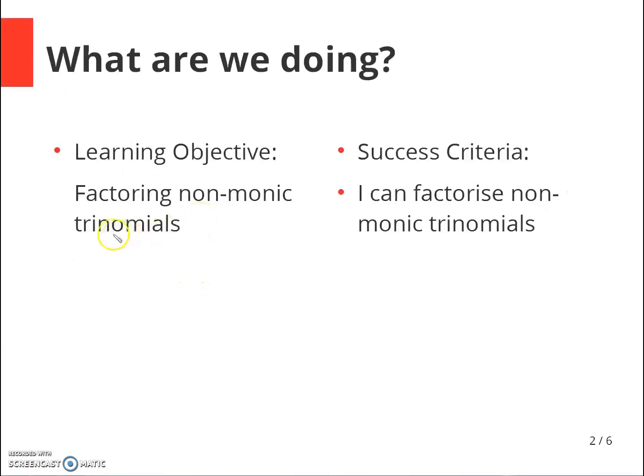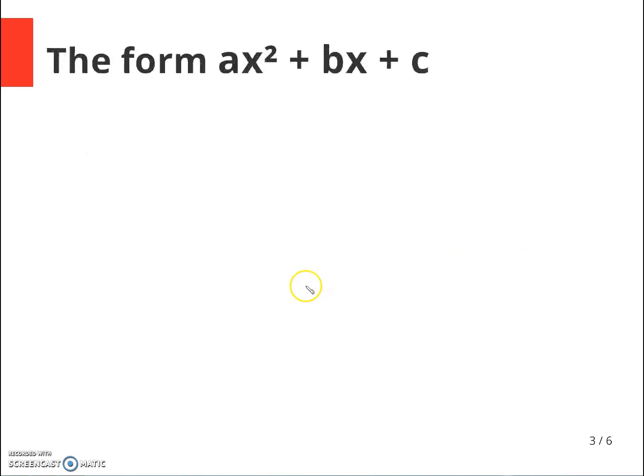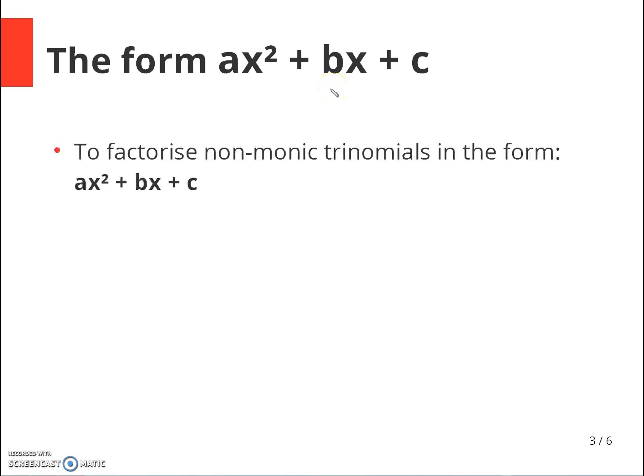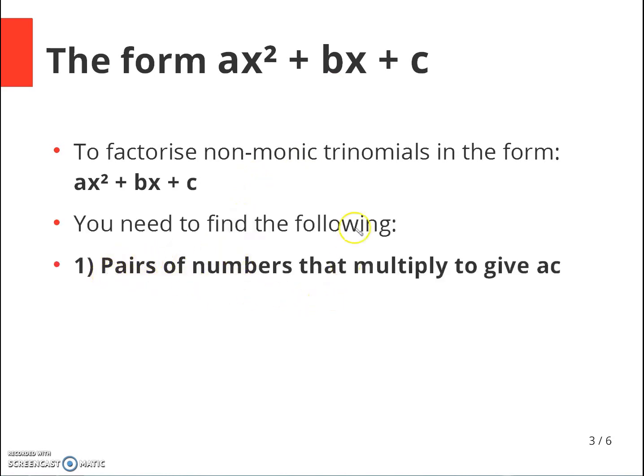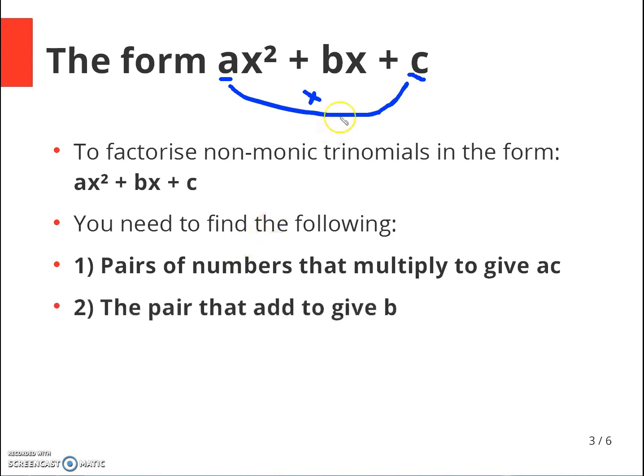Your learning objective is factorizing non-monic trinomials. Your success criteria is that you can factorize these non-monic trinomials, and you'll learn how. In the form ax squared plus bx plus c, in order to factorize this, there are two things you must do first. You need to find a pair of numbers that multiply to give you a times c. Using those pairs of numbers, you must find two numbers that add to give you b, the middle term.